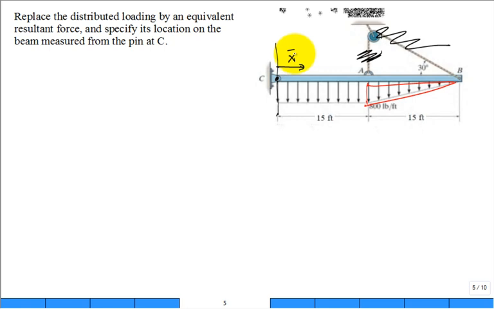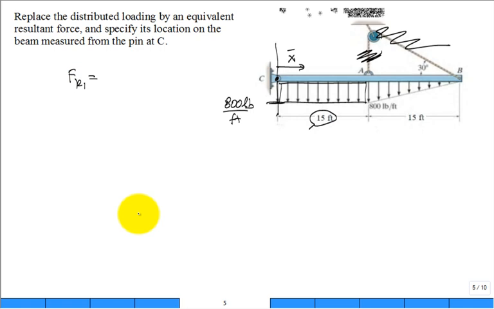All right. So I look at it, and I have a rectangular load. It's 15 foot, and it has a magnitude of 800 pounds per foot. And so I multiply the 800 pounds per foot times the 15 foot, and I get F of R1. That would be, replacing it just for the rectangular load, 12,000 pounds.